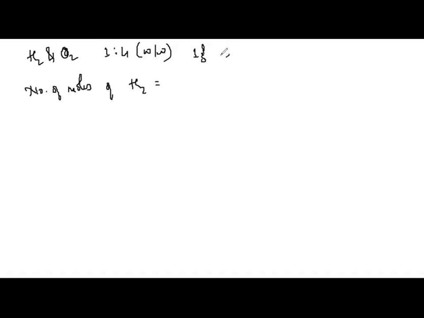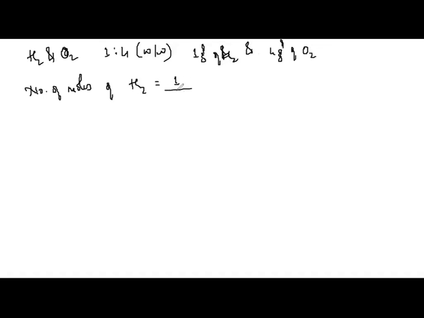So a mixture of gases contains H2 and O2, and the ratio is 1:4 weight by weight. What is the molar ratio of the two gases in the mixture? 1:4 weight by weight means 1 gram of H2 and 4 grams of O2. So weight by weight stands for that only.